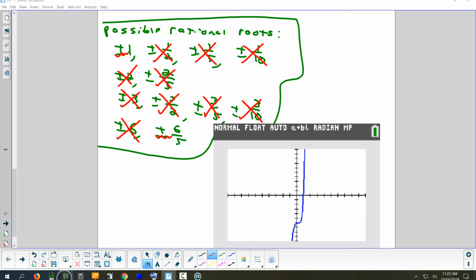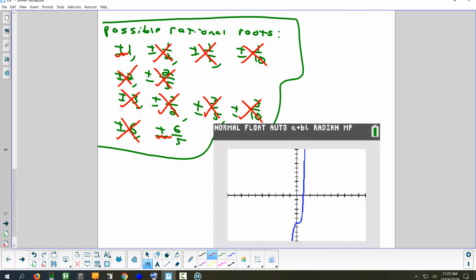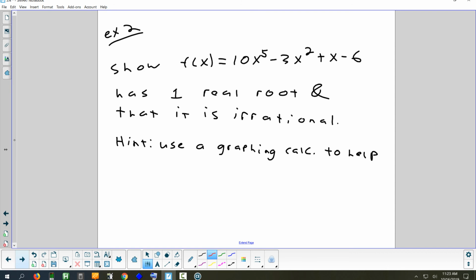Now, let's actually calculate what the 0 is. So the actual 0 is, pick a point to the left, pick a point to the right, do your guess. 0.9505. Is 0.9505 a number that was in this list? So what does that mean about the number 0.9505? It must be irrational, because if it was rational, it would have been in this list. And it's not. So this is how we answer the question.